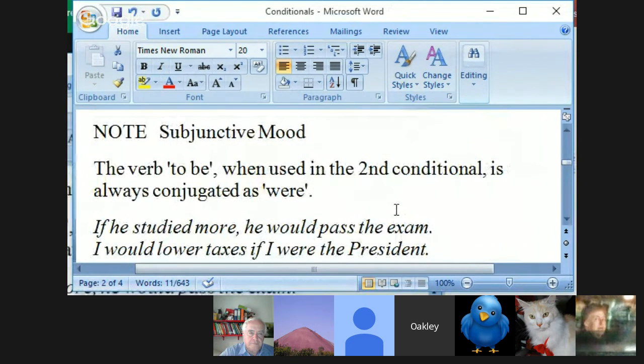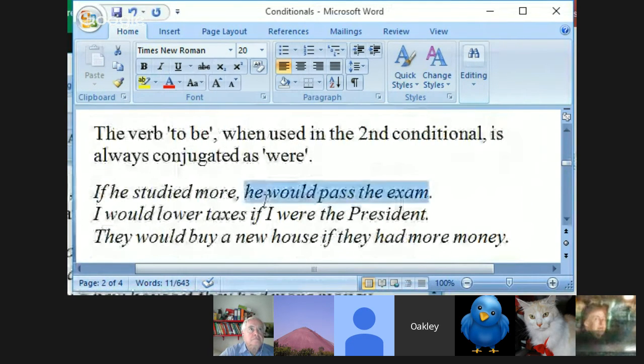Now notice what we're really talking about. He would pass the exam. I would lower taxes. They would buy a new house. We are still talking about the future here. So keep that in mind. Both the real and unreal condition, we're actually talking about the present or the future.